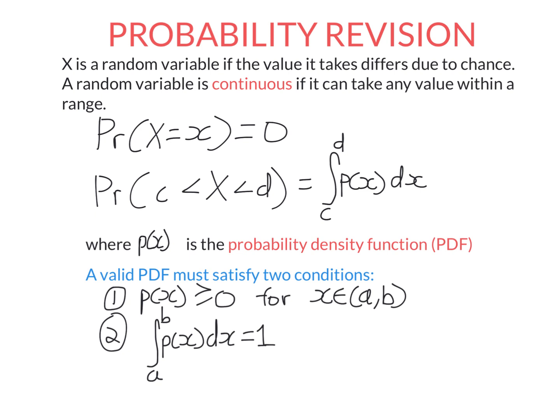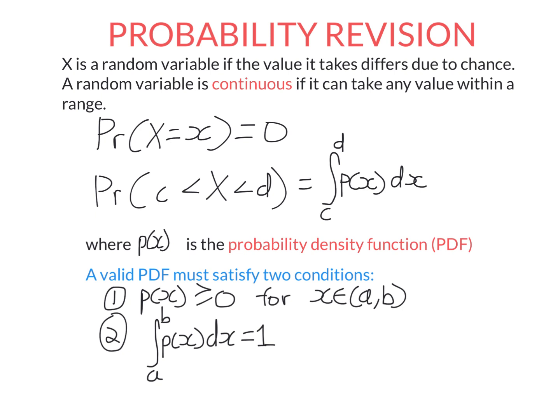5 and 10. The second condition the PDF must satisfy is that the integral over all possible values that the random variable can take must give you 1. The area under the curve between A and B must be 1, where A and B are the lowest and highest values that the random variable can take.